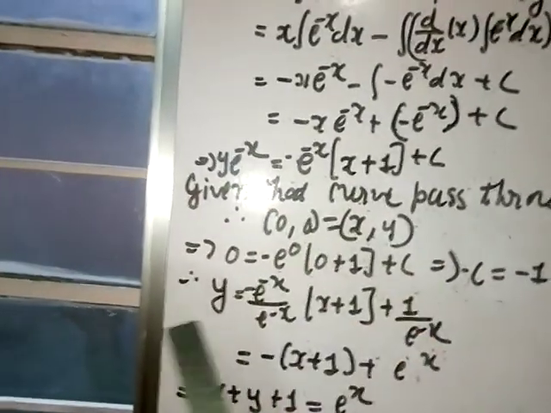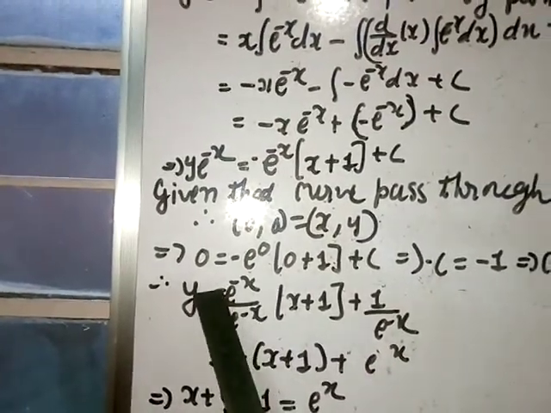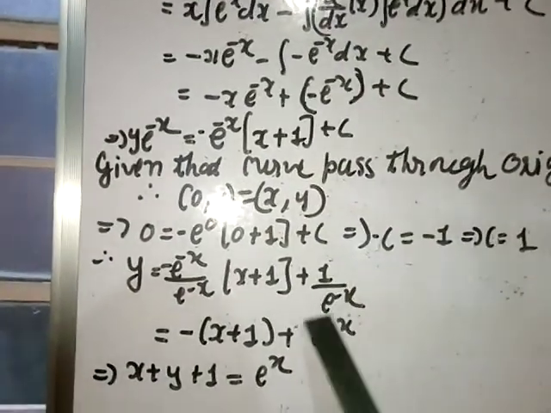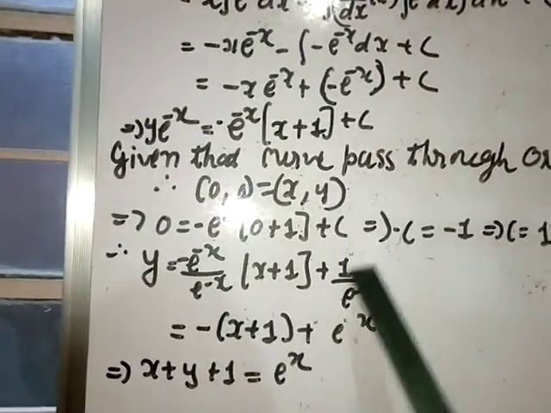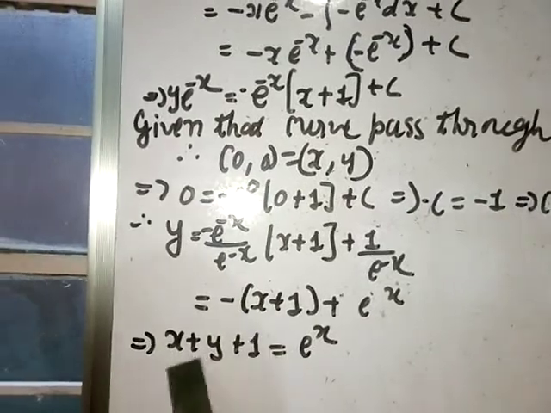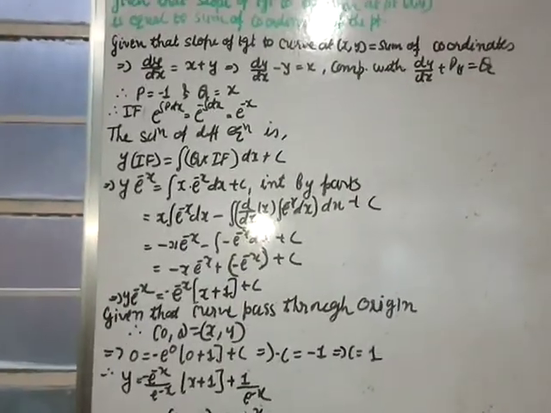Now from here, y is equal to, I am just transferring here, e power minus x divided by e power minus x, minus x plus 1 is here, and plus the c value I am putting, 1 by e power minus x. This is cut, so here you get minus x plus 1, and this you take in the numerator, make it positive sign, e power x. Transfer this over here, so it becomes positive, so I write x plus y plus 1 equal to e power x. So that is the solution for the given differential equation.